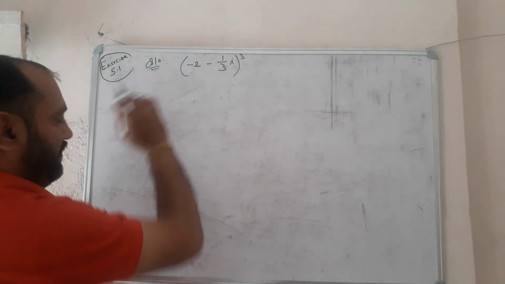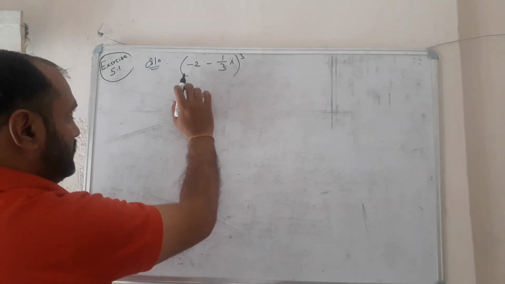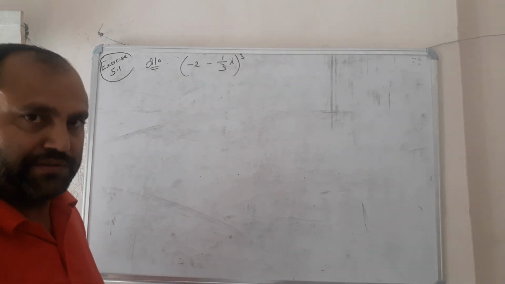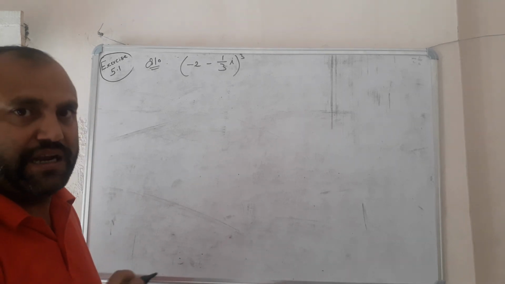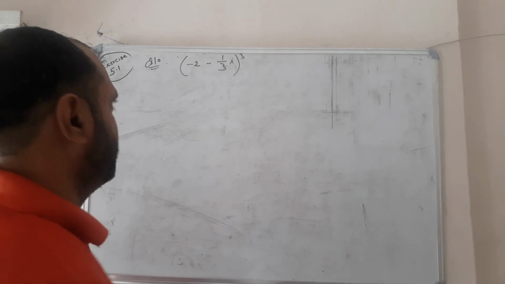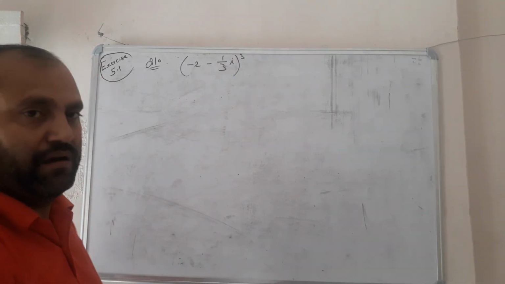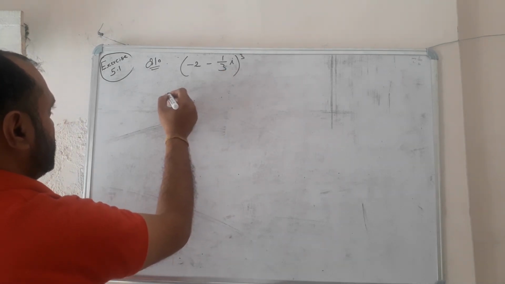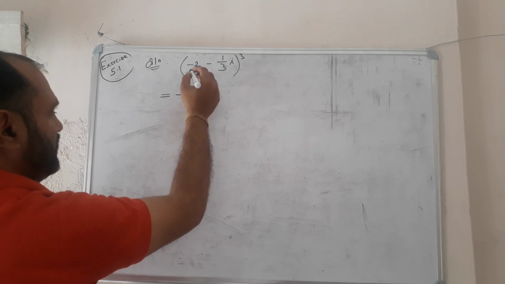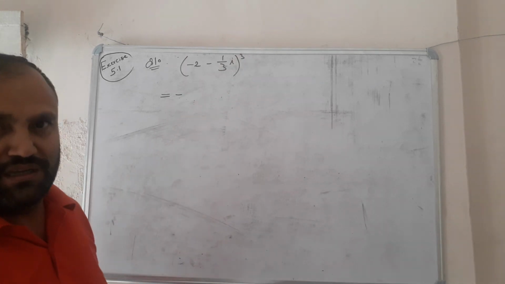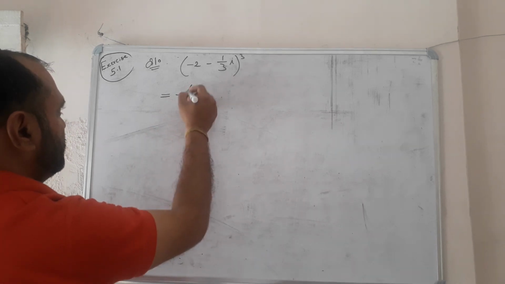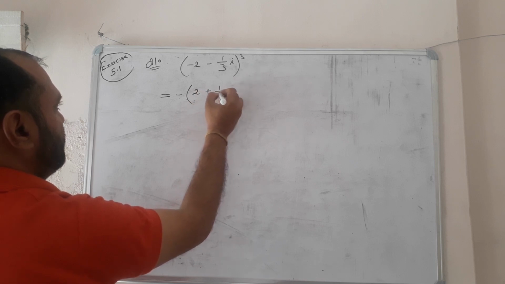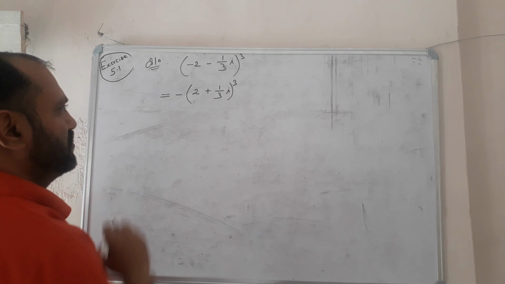Now I am taking question number 10: minus 2 minus 1 by 3 iota whole raised to power 3. You have to simplify and express this as a plus iota b. Before using the identity here, I am taking minus common. Minus common means minus raised to power 3, so minus comes out of the bracket and it becomes 2 plus 1 by 3 iota whole raised to power 3.